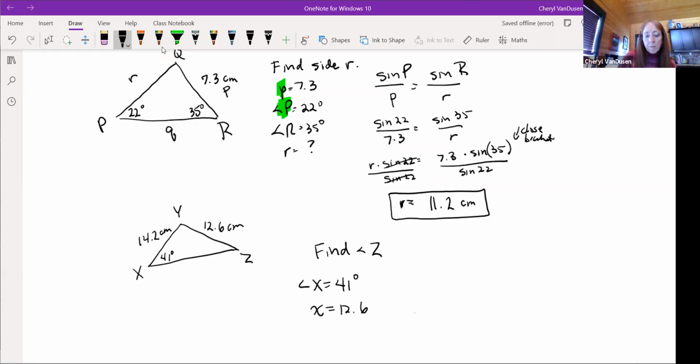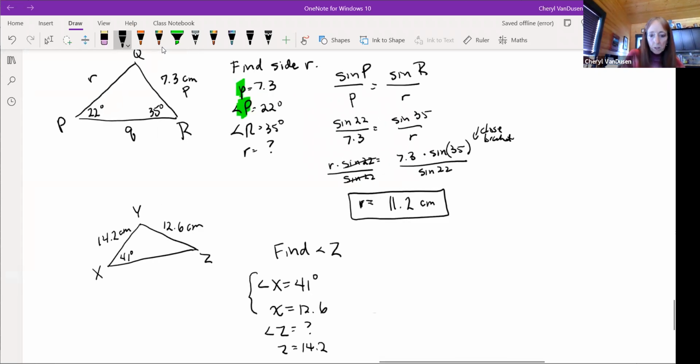Angle X is 41, side X is 12.6. Angle Z, we don't know. That's what we're trying to find. And side Z is 14.2. So as long as we have pairing, we're good. It's going to be a sine law question. So again, write the sine law that works for us.